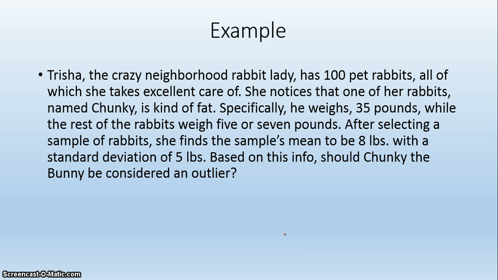So let's take a look at this example. Trisha, the crazy neighborhood rabbit lady, has 100 pet rabbits, definitely a crazy lady, all of which she takes excellent care of, which is good for her. She notices that one of her rabbits named Chunky is kind of fat. Specifically, he weighs 35 pounds, while the rest of the rabbits weigh 5 or 7 pounds. After selecting a sample of rabbits, she finds the sample's mean to be 8 pounds, with a standard deviation of 5 pounds. Based on this information, should Chunky the bunny be considered an outlier?